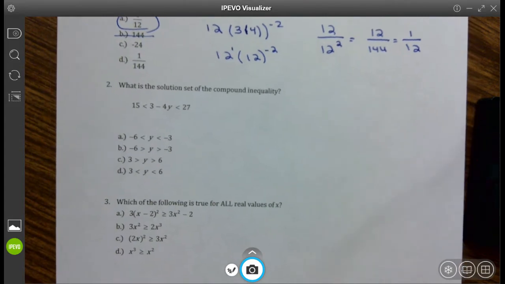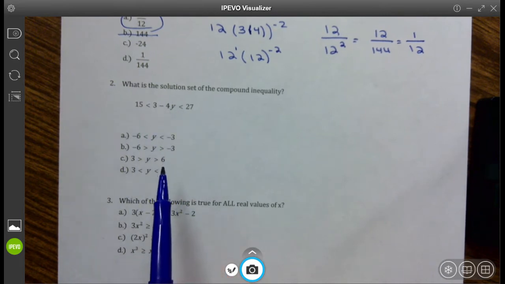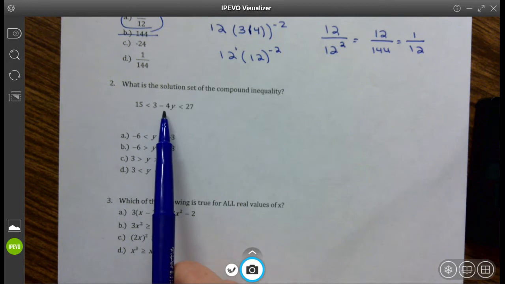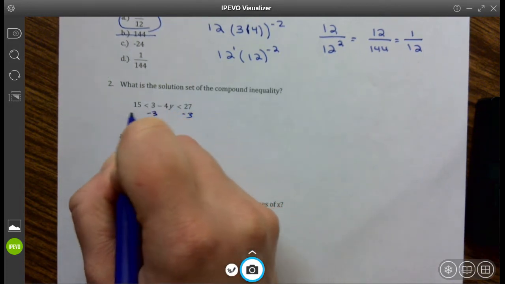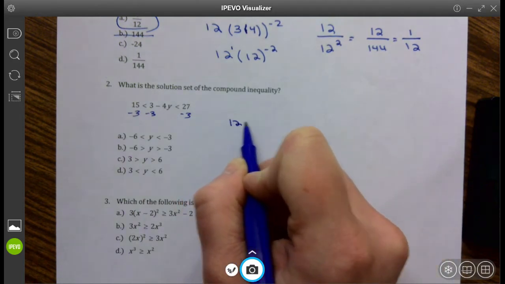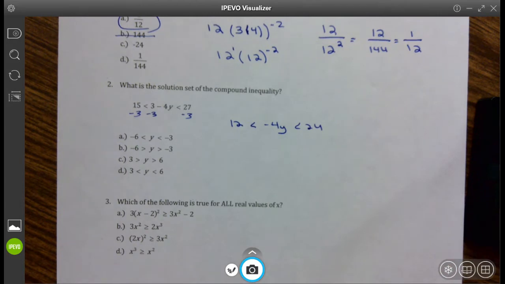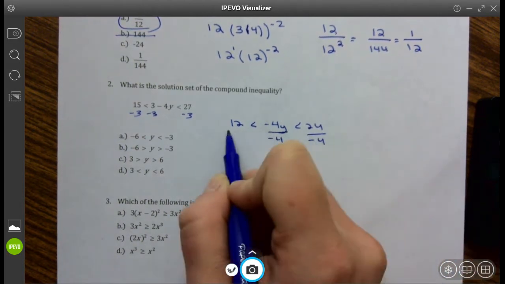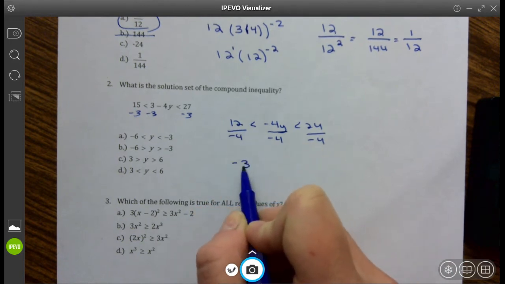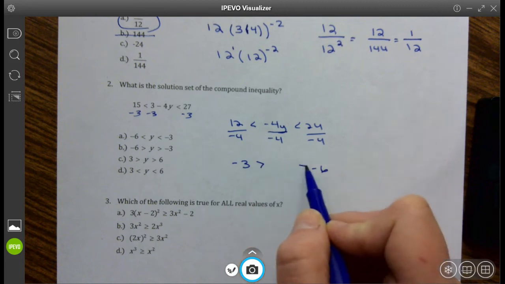Number 2, what is the solution set of the compound inequality? This one's kind of hard to just say, okay, it's not going to be this or this or this, because some of you could have said, all right, well, the arrows are going this way, so I'm going to pick the ones that are going that way. With division and negatives, it might be flipped. So let's try it. Let's subtract the 3. We're going to get 12, -4y, and 24. Okay. We're going to divide every side by -4.